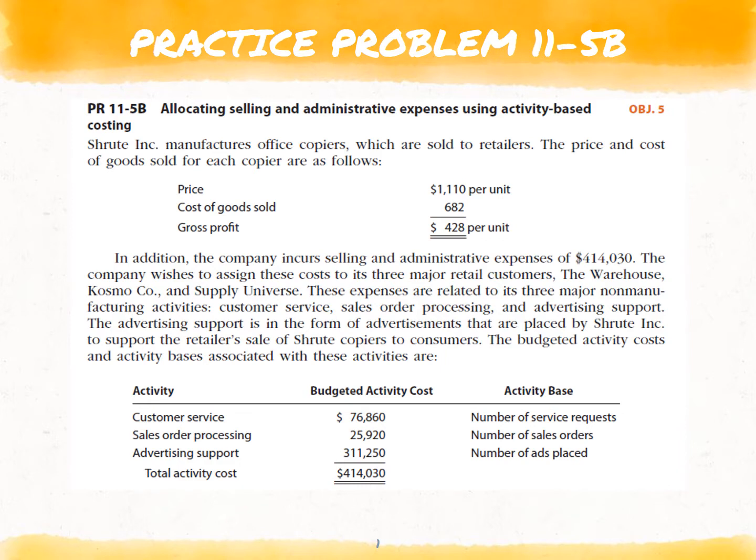The budgeted activity costs and activity base associated with these activities are as follows. Activities: customer service, sales order processing, and advertising cost. Budgeted activity cost for customer service is $76,860, while sales order processing is $25,920, advertising support $311,250, with a total of $414,030. The activity base for each activity is the number of service requests, number of sales orders, and number of ads placed.